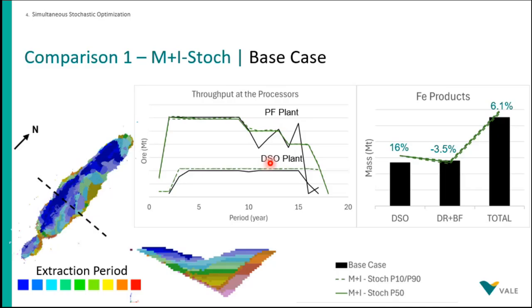In terms of the products that we generate, both the pellet feed and the DSO: for the DSO, we had an increase of 16% overall, considering the whole life of mine. Regarding the combination of both direct reduction and blast furnace pellet feed fines, the deterministic model was a little bit bigger, so the stochastic forecasted up to 3.5% less product. Even though we end up providing more or similar run of mine, given the mass recovery that was different for the different optimizations, we end up having less. But overall, summing both types of products, we end up having 60% more product.